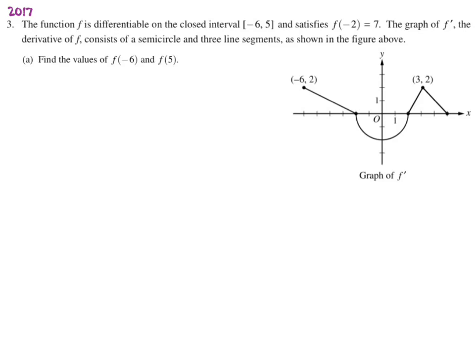Alright, 2017, number 3, gives us the graph of f prime. We always want to make sure we understand what's given. It says the function f is differentiable in the closed interval -6 to 5 and satisfies f of -2 equals 7. So here you can see that we have an initial condition. The graph of f prime, the derivative of f, consists of a semicircle and 3 line segments as shown in the figure below. Find the values of f of -6 and f of 5.